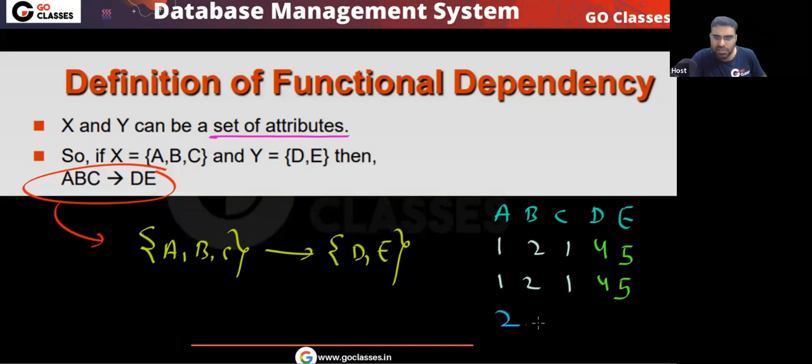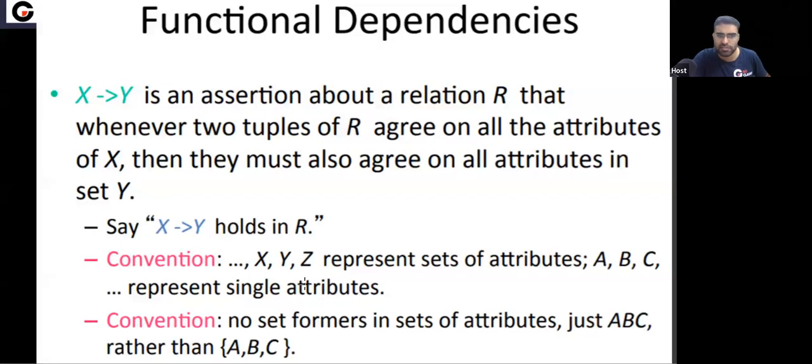But if you change this ABC combination, then this DE combination can be anything. Now you can put whatever you want. Is this clear? Please tell me. So I hope you understood all these points. All these points, are they clear? So this is the complete concept of functional dependencies.